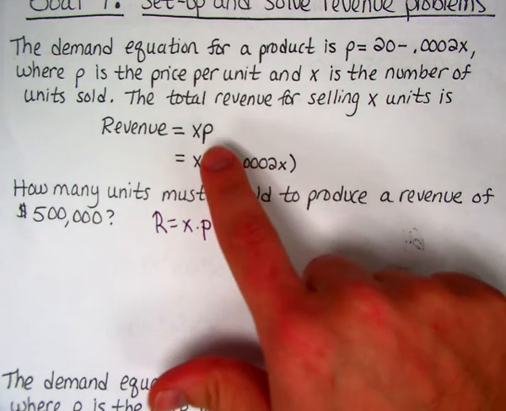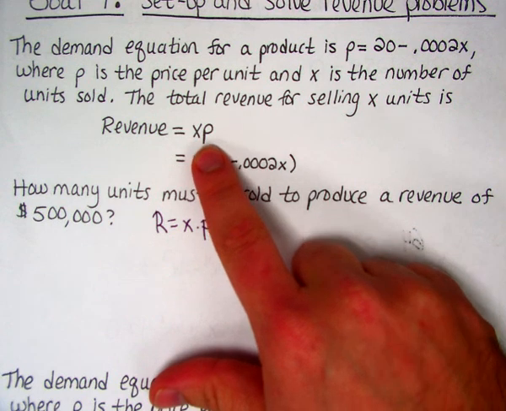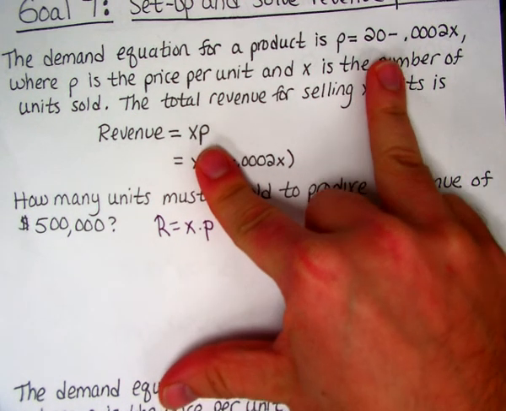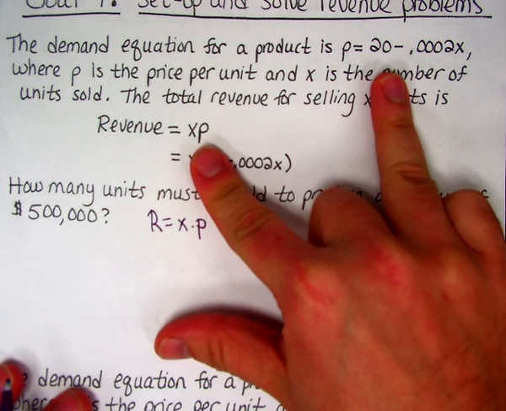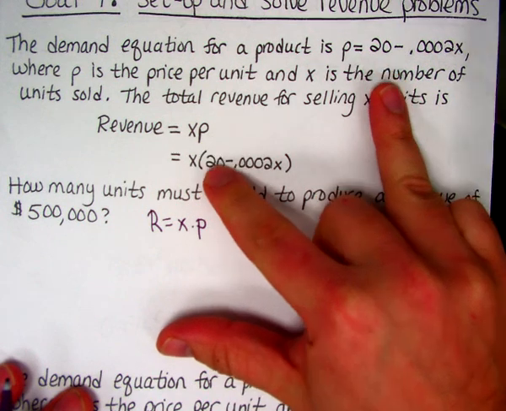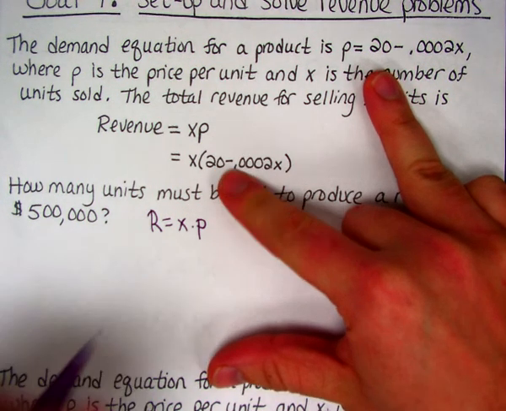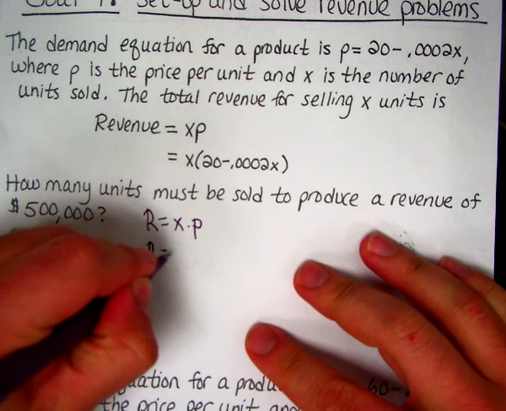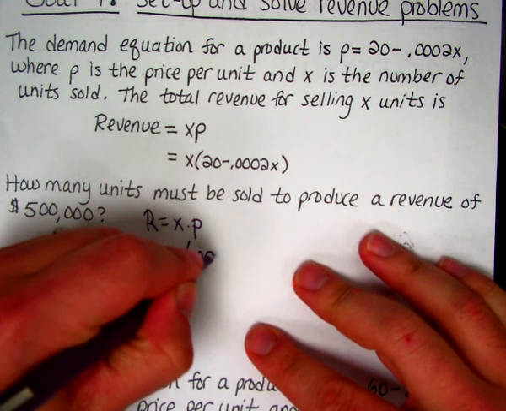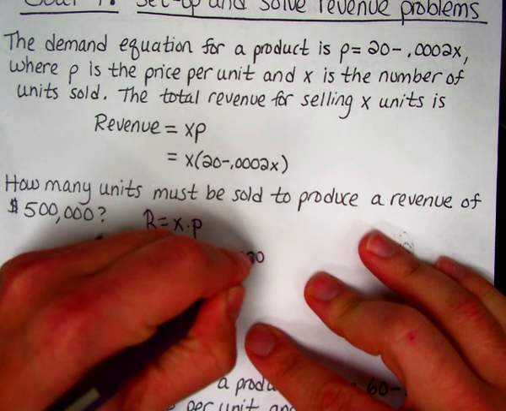Now what they show us in this is that our P, which we said earlier is P equals 20 minus 0.0002x, they just replace it down here. So P becomes what we said it was earlier. So let's write that. Then we have R equals X times 20 minus 0.0002x.